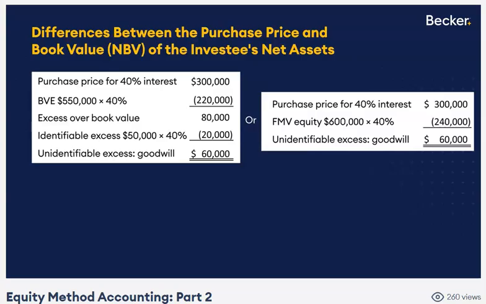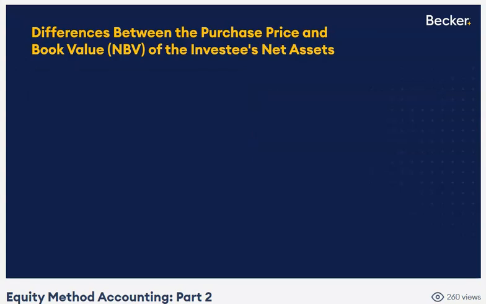So two ways to get your goodwill. Either way, if they just want goodwill, that's fine, but you want to be able to analyze how much is identifiable versus unidentifiable. So the first method is really good, but either method will work to get your goodwill.